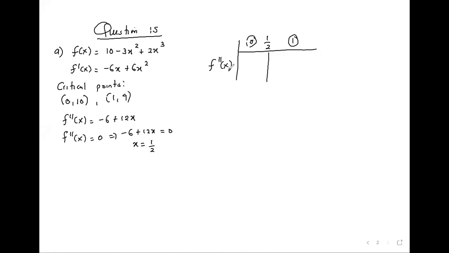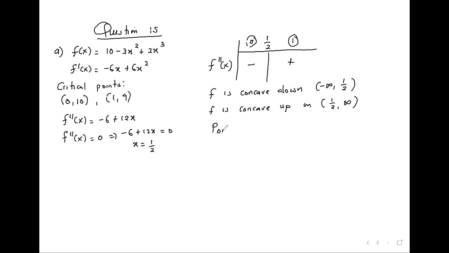When we substituted for 0, we got negative, and then positive. So we say f is concave down where f double prime is negative, that is from negative infinity up to positive half. And f is concave up from positive half to positive infinity. The question of interest is part 5, where we are finding the point of inflection.